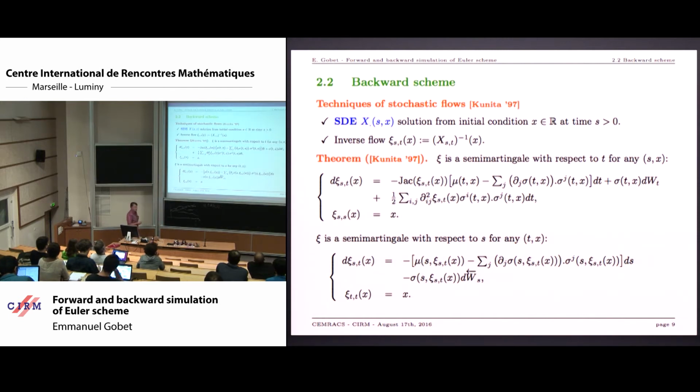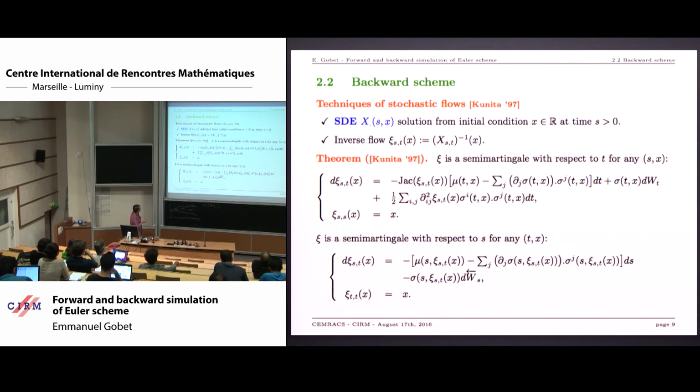Okay, so in fact, there's a huge literature on this, not so well known, well developed by Kunita in the 90s. It is the techniques of stochastic flows. People involved in stochastic PDEs are quite familiar with the literature, but I think people involved in usual stochastic analysis, just stochastic differential equations, are not so aware of this kind of result.